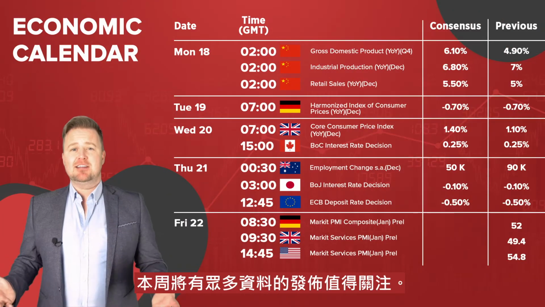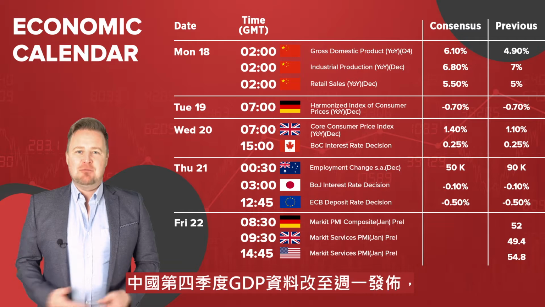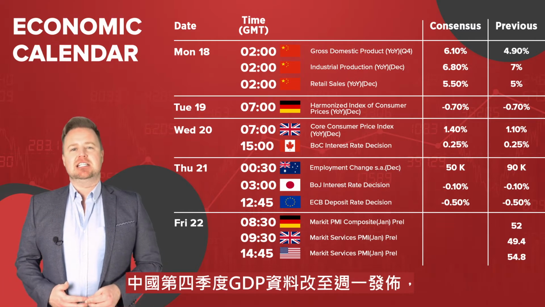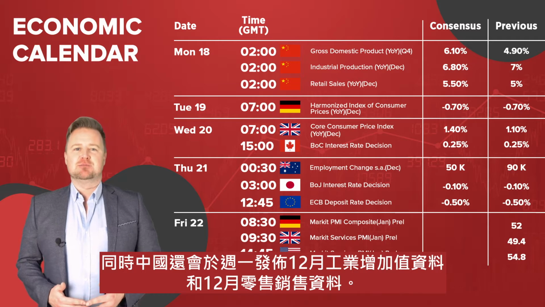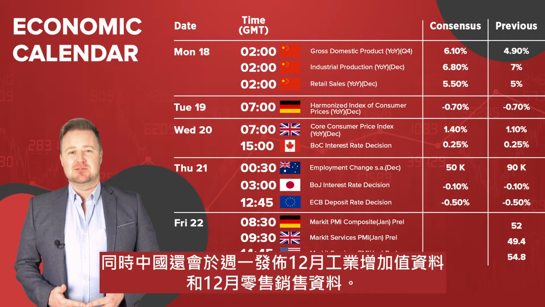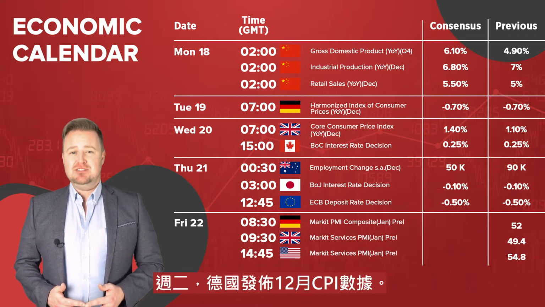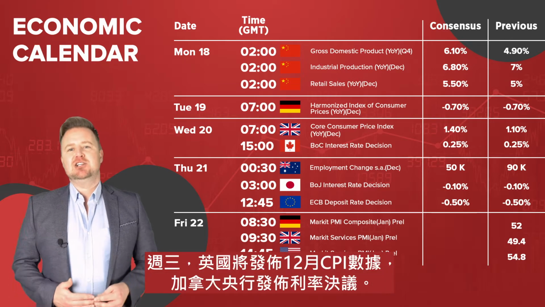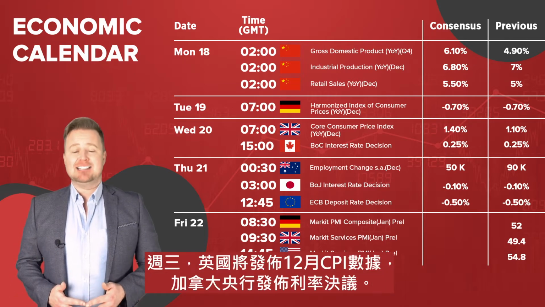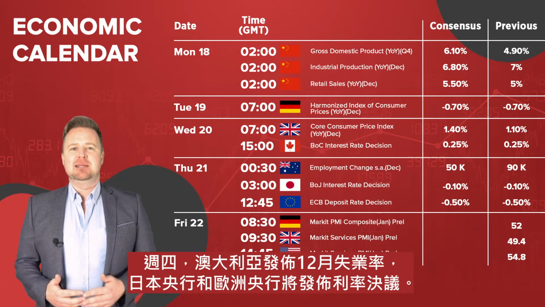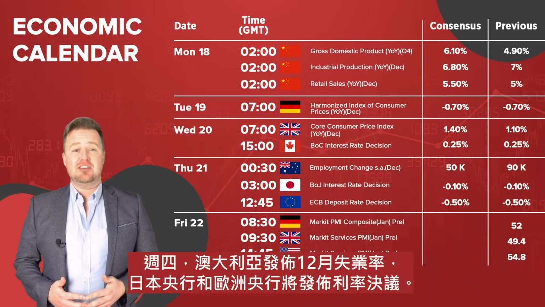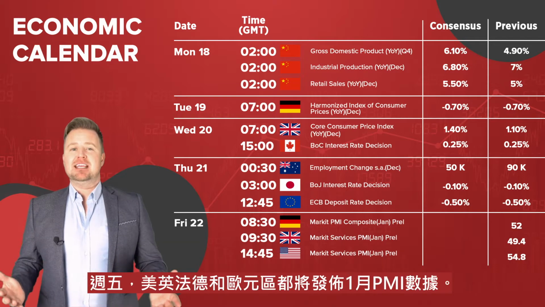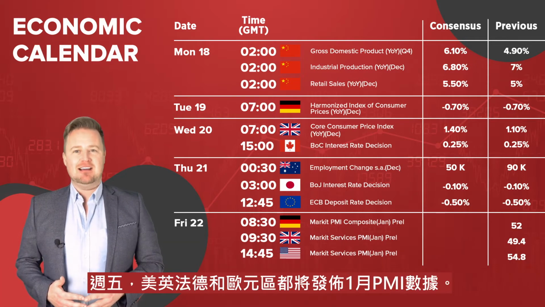Now, it's a busy economic calendar this week. There was a change to the dates for China GDP, which is now Monday this week. Same for industrial production and retail sales. German CPI follows on Tuesday. On Wednesday, there is UK CPI and the Bank of Canada rate decision. There is Australian unemployment as well as the BOJ and ECB rate decisions on Thursday. Then we round off the week with PMI data for January on Friday.